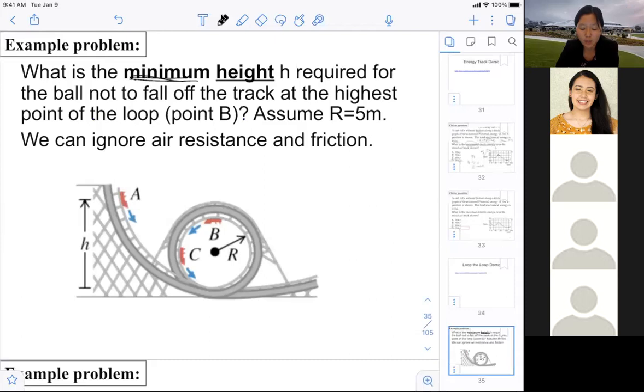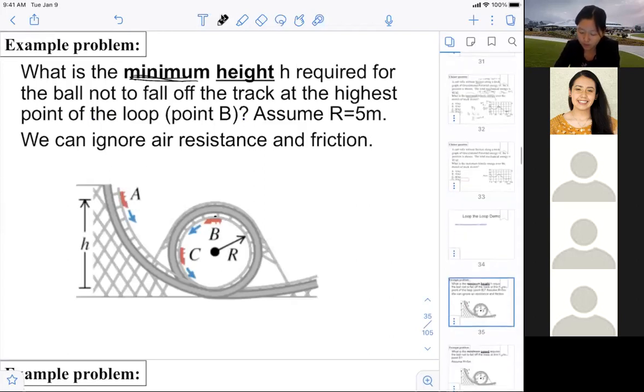So what is the minimum height required for the ball not to fall off the track at point B, which is the highest point within the loop? And the radius of the loop is 5 meters. And as an idealization, we will ignore air resistance and friction. So this tells us in the perfect world, this is the minimum height you need. Obviously, if you wanted to always make it over, you need to go much higher than your minimum height to make sure it always makes it all the way around. Okay.